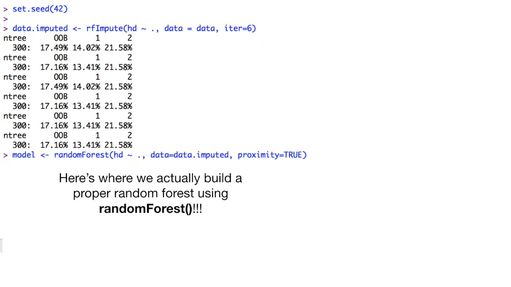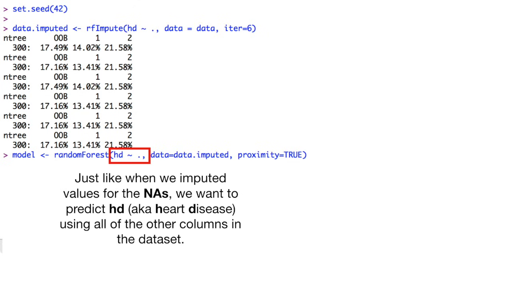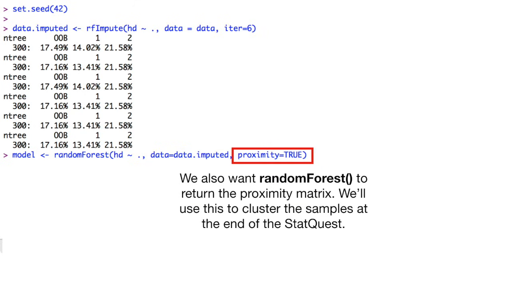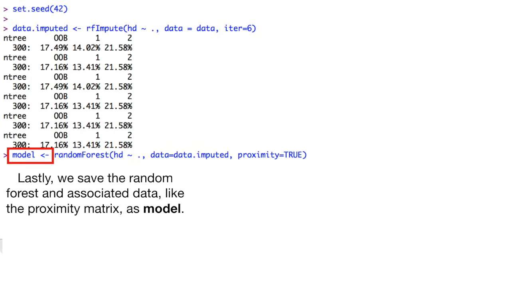Here's where we actually build a proper random forest using the randomForest function. Just like when we imputed values for the NAs, we want to predict HD, aka heart disease, using all of the other columns in the dataset. However, this time we specify data.imputed as the dataset. We also want randomForest to return the proximity matrix. We'll use this to cluster the samples at the end of the StatQuest. Lastly, we save the random forest and associated data, like the proximity matrix, as model.